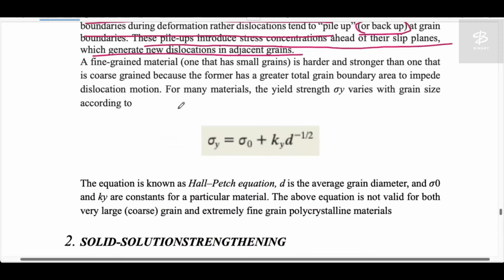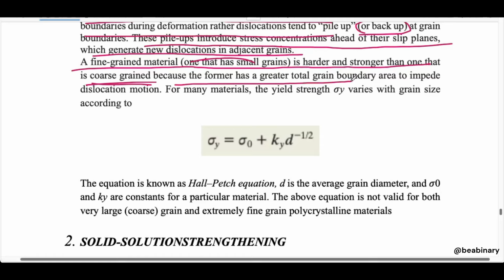A fine grain material, one that has small grains, is harder and stronger than one that is coarse grain. There are many kinds of grains: fine grains and coarse grains. Fine means they are very small, and coarse grain means they are a little bit bigger. The former has a greater total grain boundary area to impede dislocation motion.